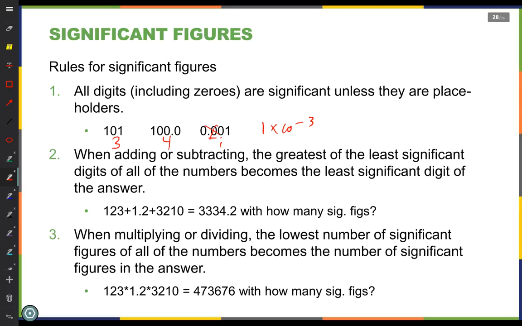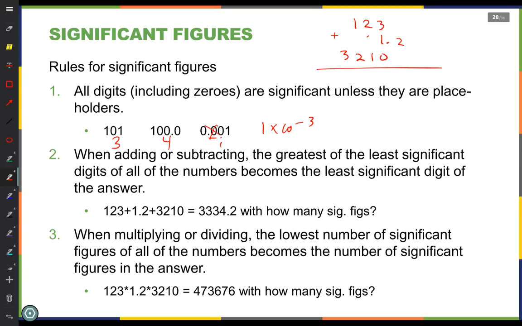Yeah, exactly. It doesn't seem to make sense, right? But if you actually do the math, it turns out to be pretty simple. So let's take this addition problem that I put. I have 123 plus 1.2 plus 3210.